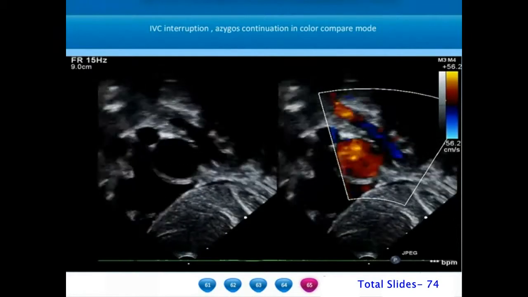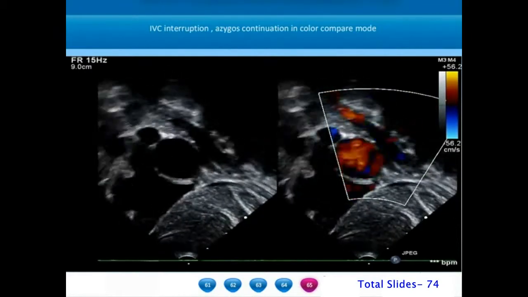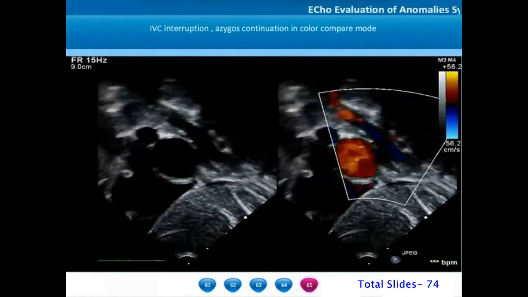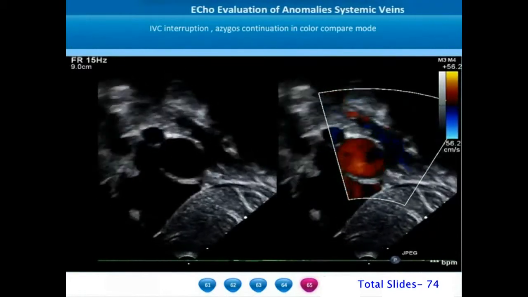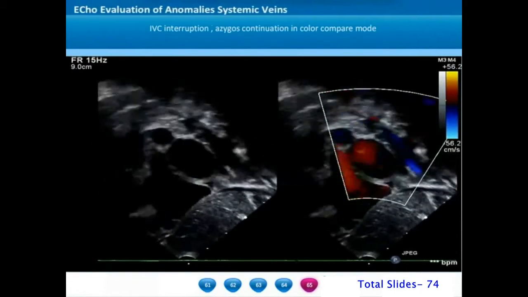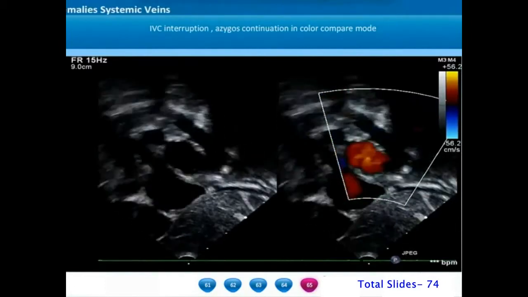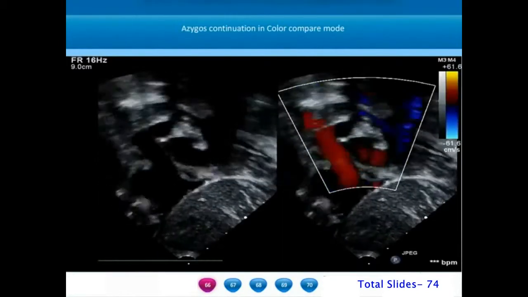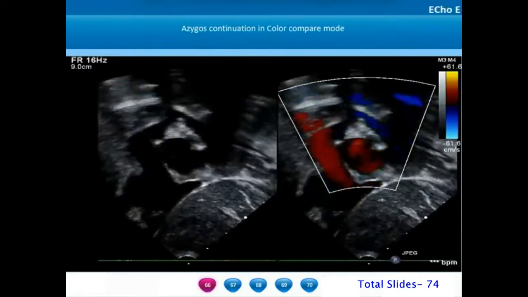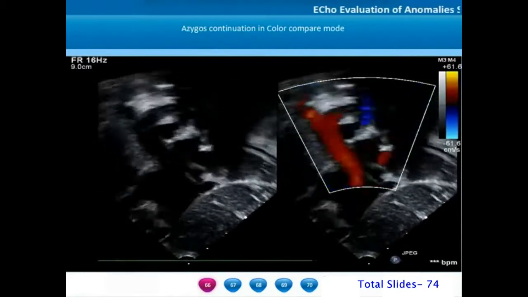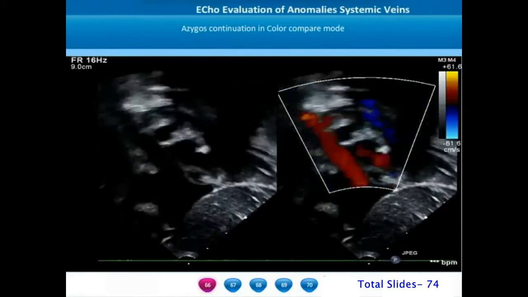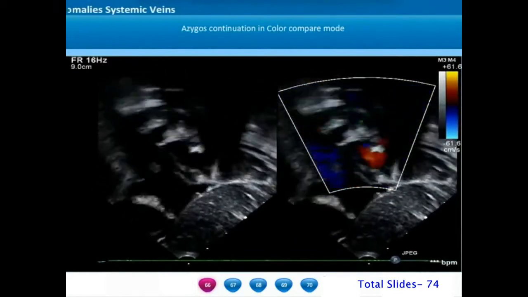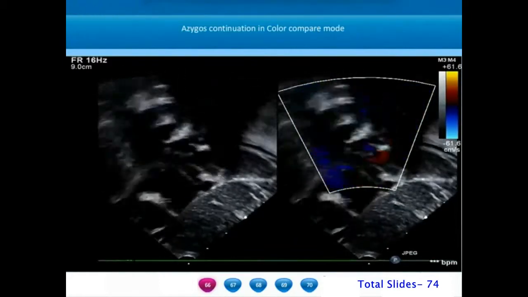The dilated azygous vein, which courses in the right paravertebral gutter, will be draining the entire venous return from the lower half of the body except the hepatic veins, and this whole of the venous return from the lower half of the body will be directed towards the superior vena cava. The lower end of the right superior vena cava, immediately above the SVC-RA junction, will be dilated because it receives not only the right superior vena cava blood but also the inferior vena cava blood through this interrupted IVC and azygous continuation.